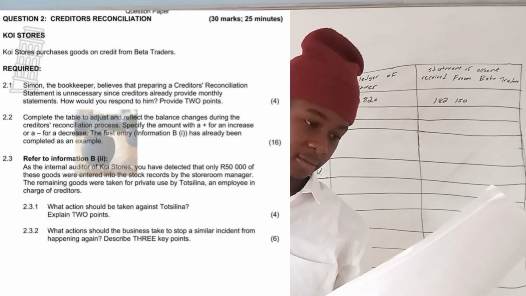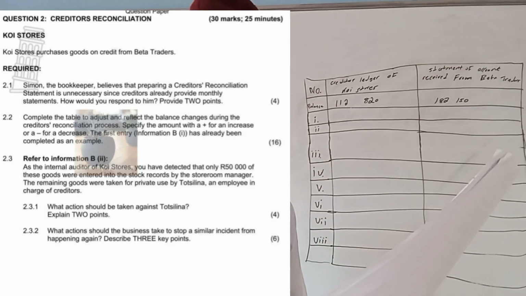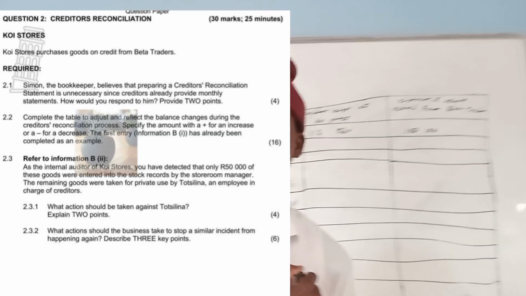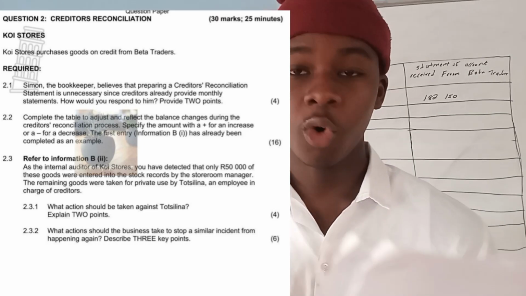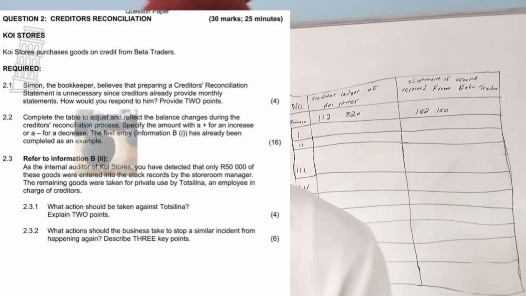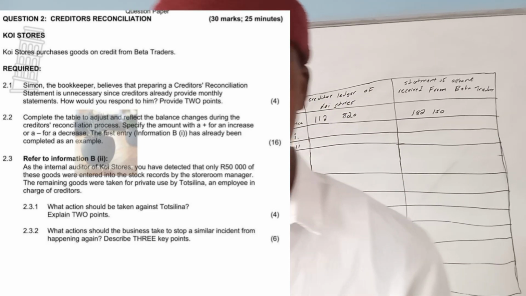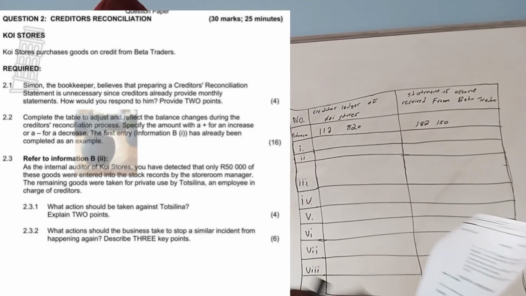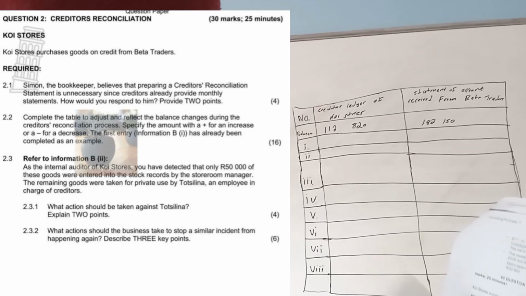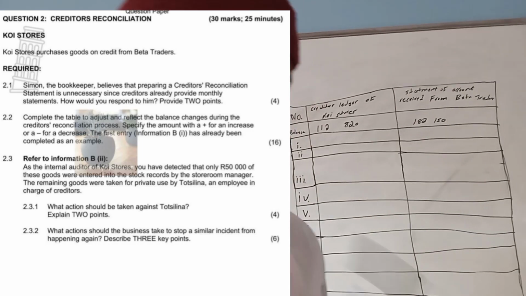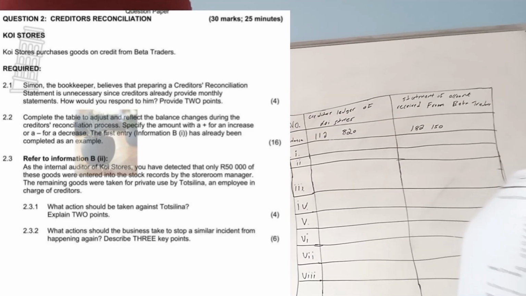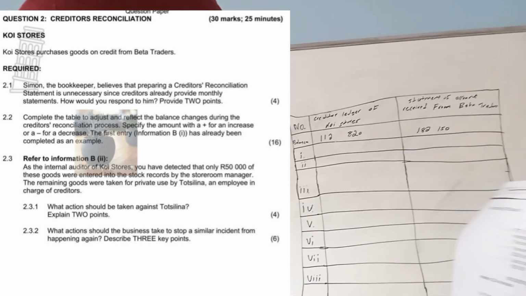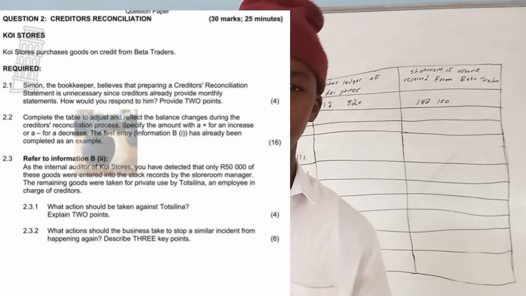So, question 2. You see, Koi Stores purchases goods on credit from Beta Traders. So Koi Stores is us. We purchase goods on credit from Beta Traders. So okay guys, 2.1 is here. Simon the bookkeeper believes that preparing a creditors reconciliation statement is unnecessary since creditors already provide monthly statements. How will you respond to him? Provide 2 points.